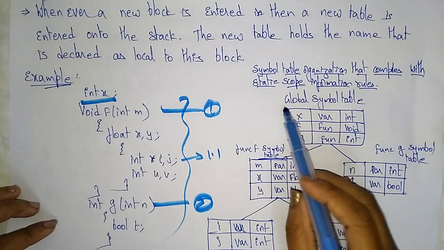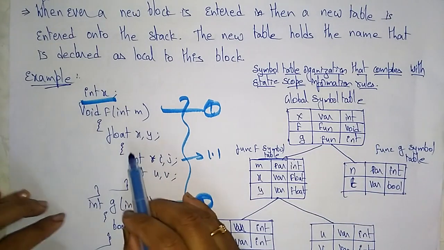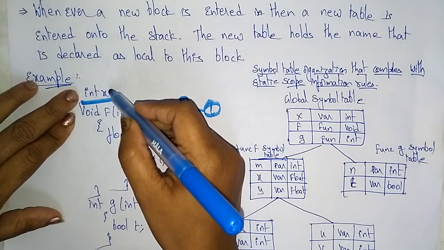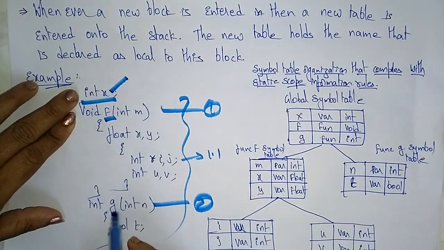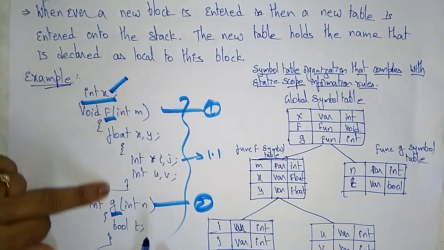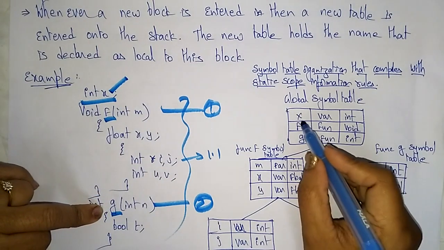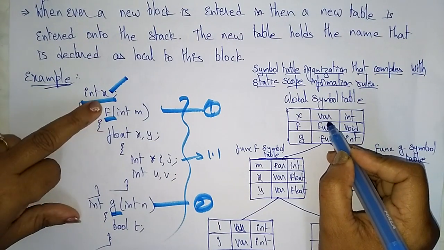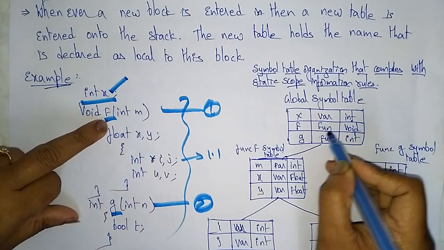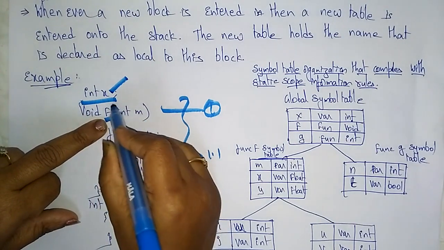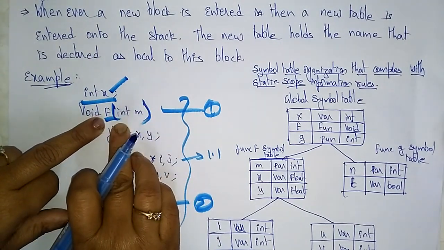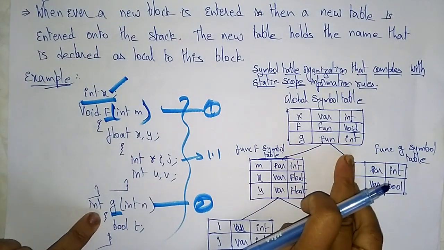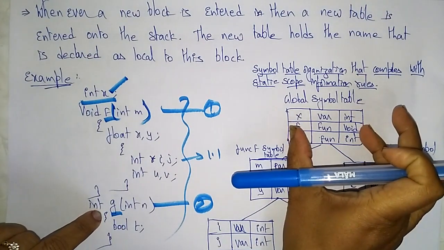Static scope information. So the global symbol table. What are the global items here? The global items are the x variable, f and g. So these three are global. x is a variable of type integer, f is a function of type void, and g is a function of type integer. So this is the global symbol table.